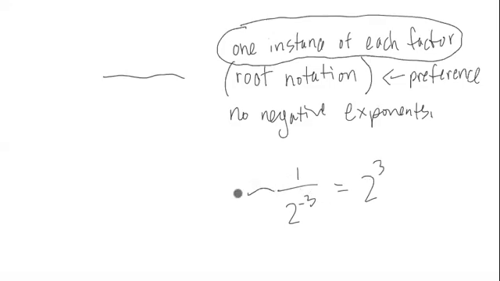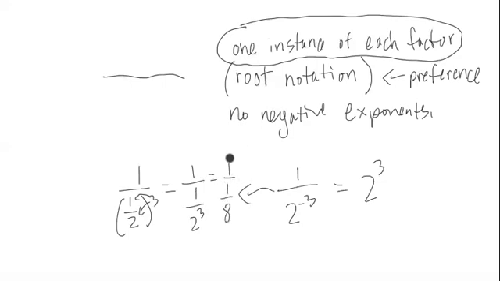But you can also think of it this way. You could say 1 over a half cubed, and then this 3 distributes in. You could say 1 over 1 cubed over 2 cubed, which is 1 over 1/8, and there's 8 eighths in a whole, so of course it's 2 cubed. So there are various ways of thinking about that.